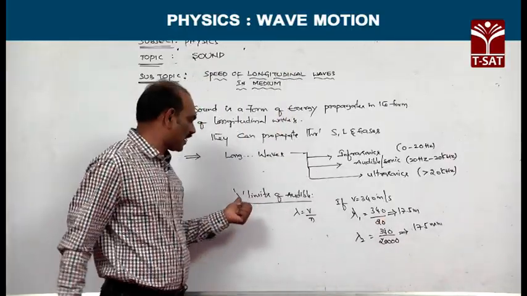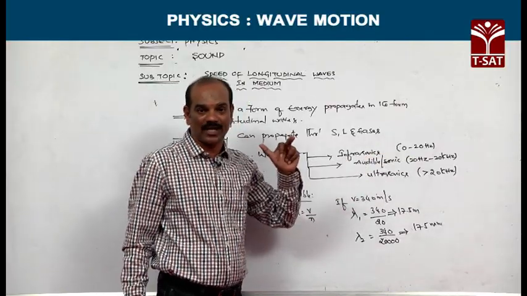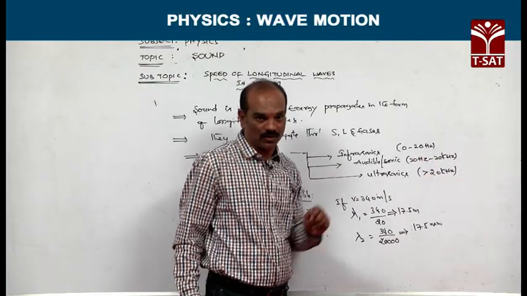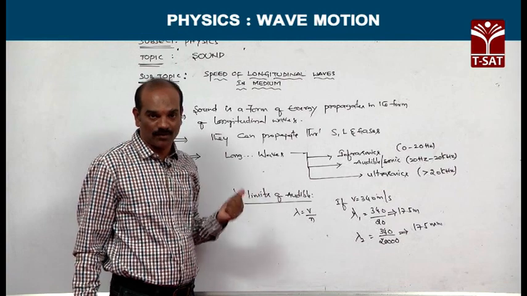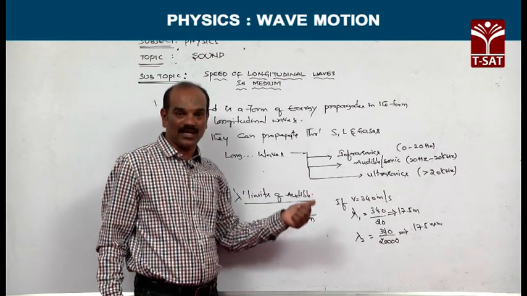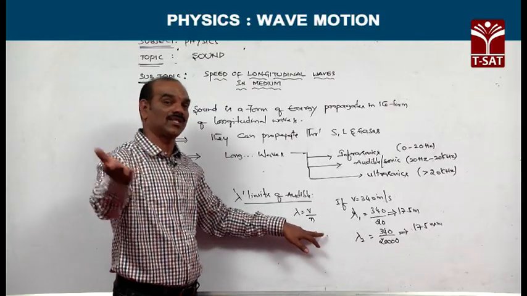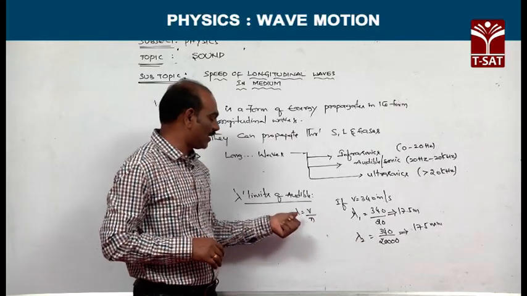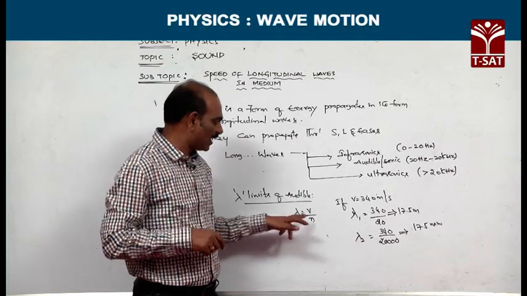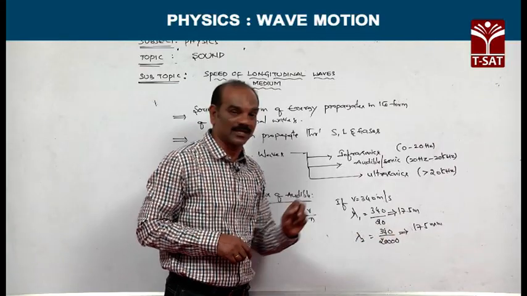Now let us see the concept of wavelength. Here the frequency limits of audibility are 20 Hz to 20 kHz. We want to find out the wavelength limits of audibility. We know the formula V = nλ, so λ = V/n. When the velocity of sound is 340 meters per second, λ1, for the lower limit frequency, is λ = 340/20, which is equal to 17.5 meters.